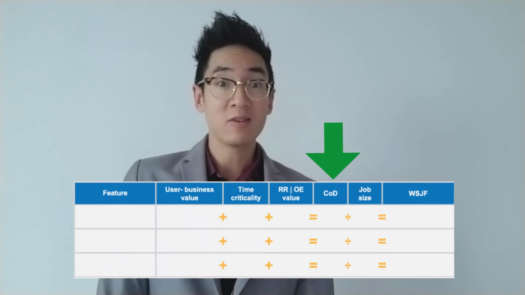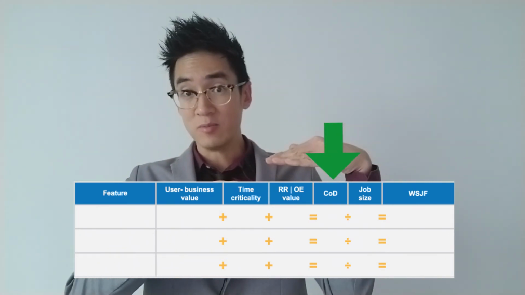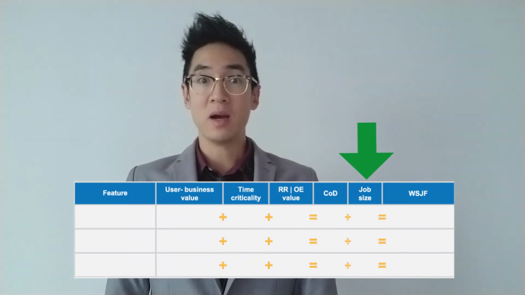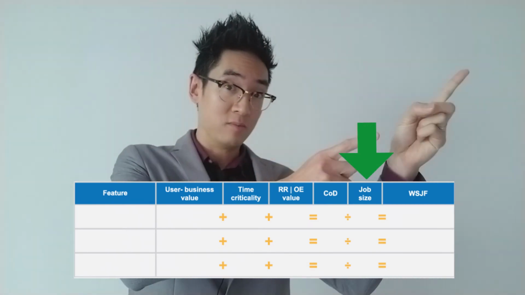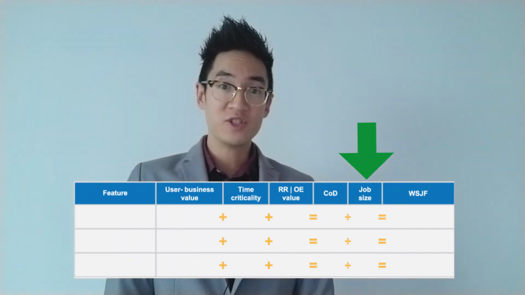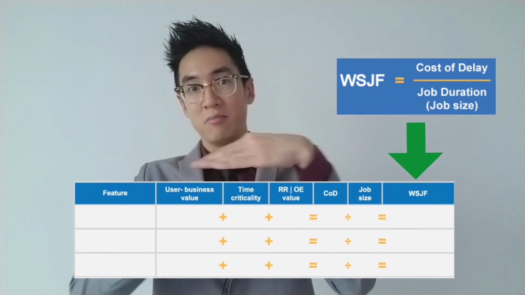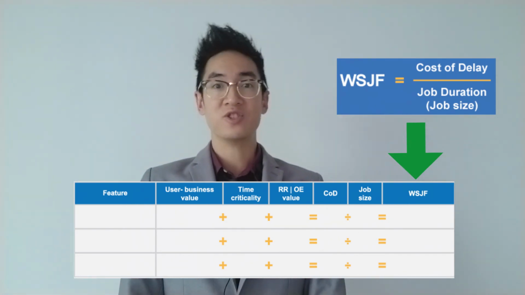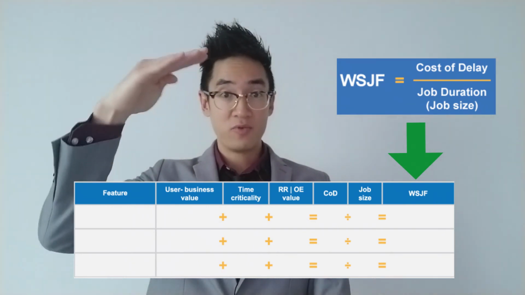Once the cost of delay is calculated, you have now, for each feature or for each item to prioritize, to estimate the job size. If you don't know how to estimate in an Agile project, just look at my video right here. So now we can calculate the WSJF by dividing the cost of delay by the job size, and it results in the WSJF. So the WSJF can help you to prioritize all your features or items.